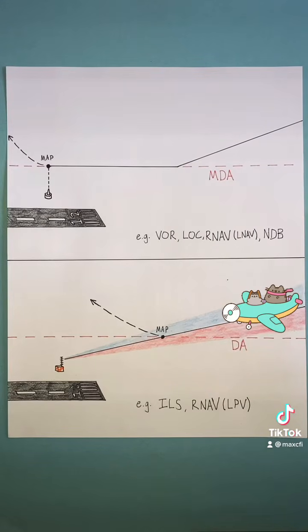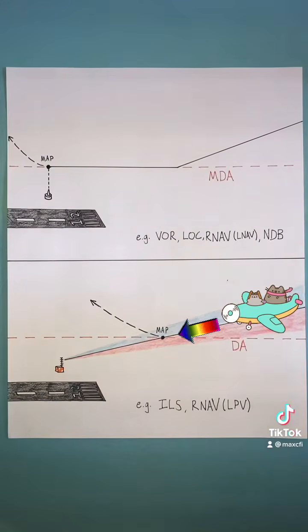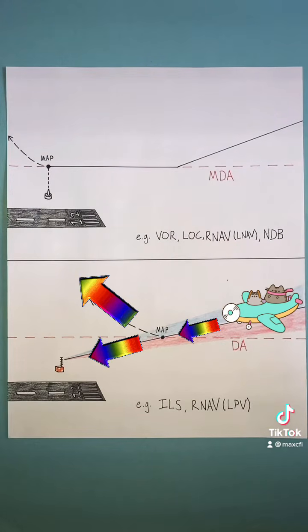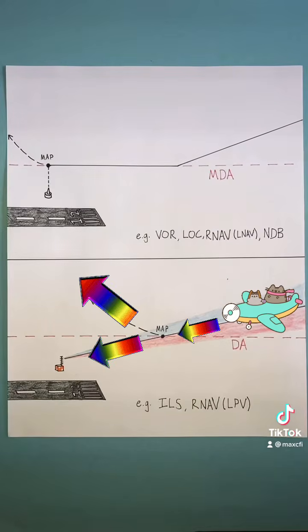You don't level off at a decision altitude. Once you reach this altitude, you must either decide to continue the approach if the required visual references are there, or fly the missed approach immediately. This is why it's called a decision altitude. On approaches with a DA, the missed approach point is the place where the DA intersects the glide slope. DAs are typically lower than MDAs because of the precise vertical guidance on these types of approaches.